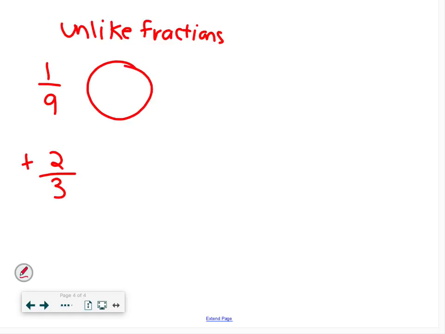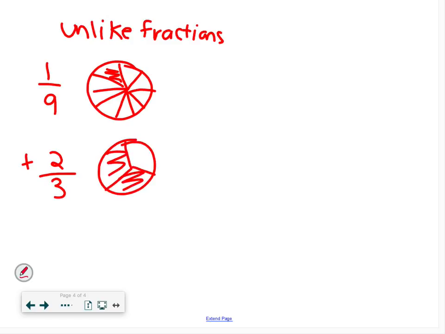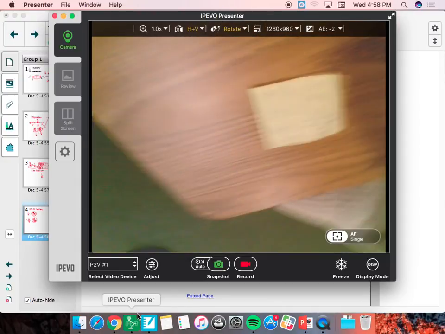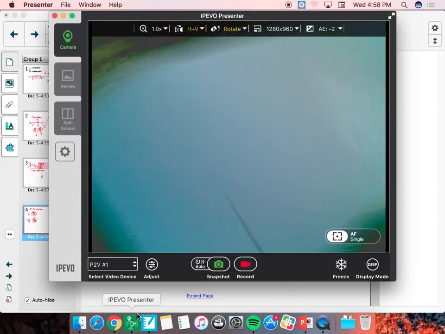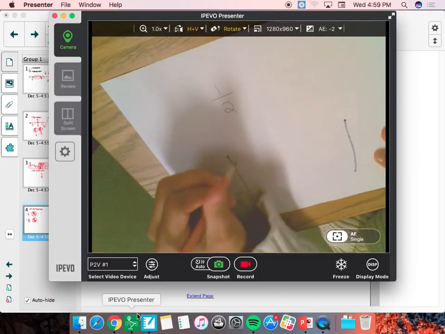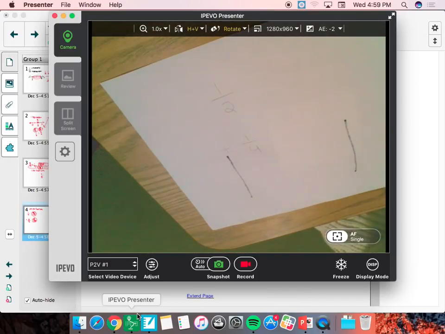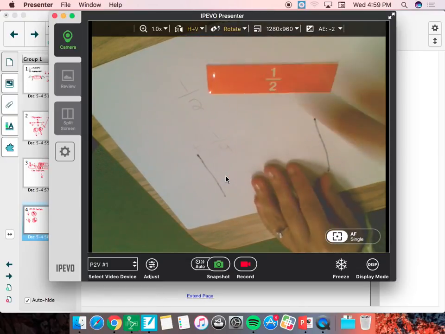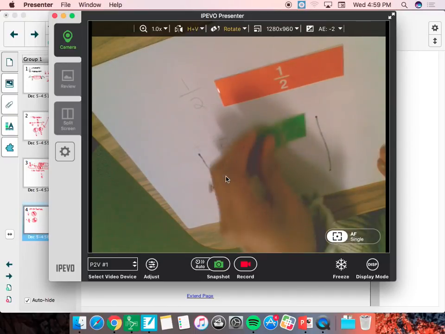So again, if I have 1/9, there's 1/9. And if I have 2/3, I cannot add them together because they are not the same thing. So I'm going to give you an example actually like in real life. If I have 1/2, and I would like to add 1/4, I cannot add them because a half looks like this, and a fourth looks like this.